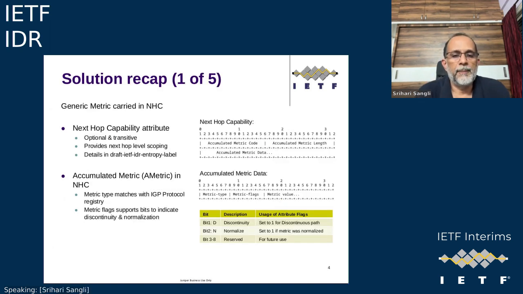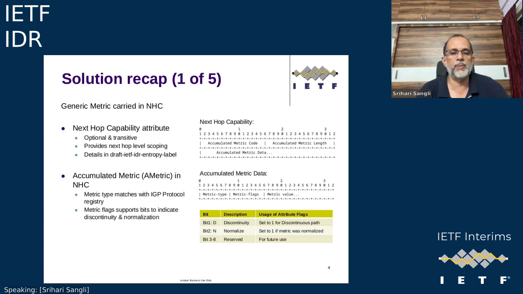The next set of slides just talk about the solution that is proposed in this document. We are recommending the next hop capability attribute, NHC, as the carrier. It's optional and intransitive as defined in the draft IETF IDR entropy label. It does a fine next hop level scoping so that we can leverage it.